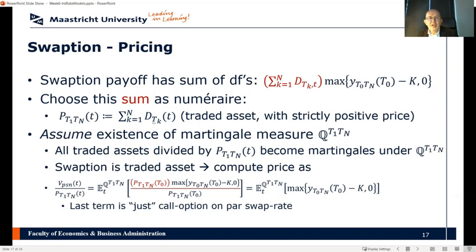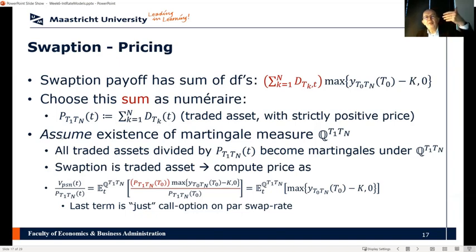Each individual discount factor is a traded asset. Therefore, the sum of discount factors is also a traded asset. And each discount factor individually already has a strictly positive price, so the sum of discount factors also has a strictly positive price. So I have a traded asset with a strictly positive price. Using the sum of discount factors, capital P, is a valid choice of numeraire, but it's quite a different choice of numeraire from what we have seen for the Black-Scholes formula.